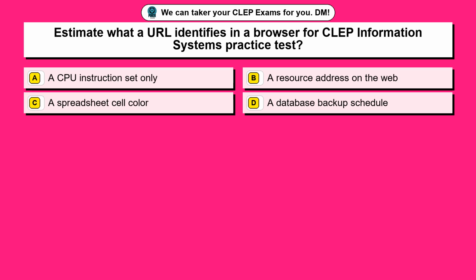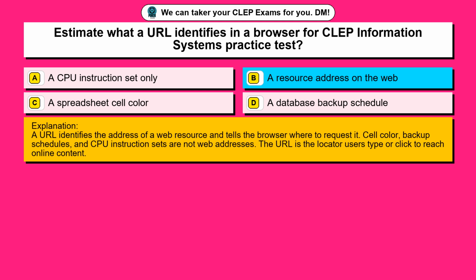Question 32. Estimate what a URL identifies in a browser for CLEP Information Systems practice test. Option A, a CPU instruction set only. Option B, a resource address on the web. Option C, a spreadsheet cell color. Option D, a database backup schedule. The correct answer is option B, a resource address on the web.